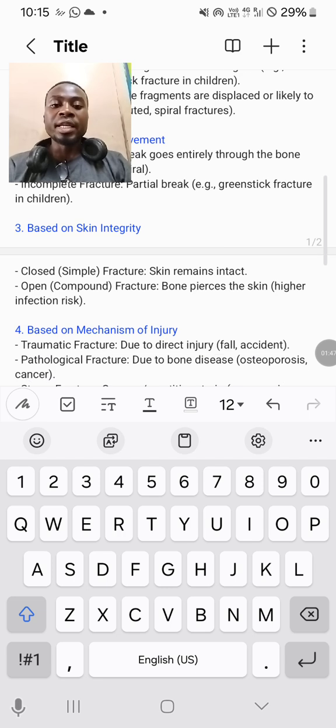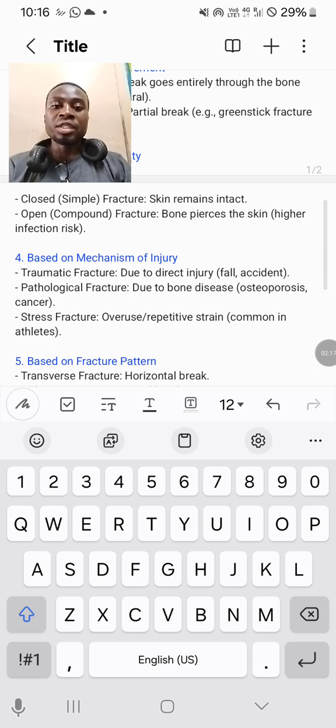Based on the skin integrity, we can classify it as closed, which is also called simple, or we can classify it as open, which is also called compound. When I say closed, it means the skin remains intact. When I say open, it means there is some bone piercing through the skin, which might endanger the body to infections.